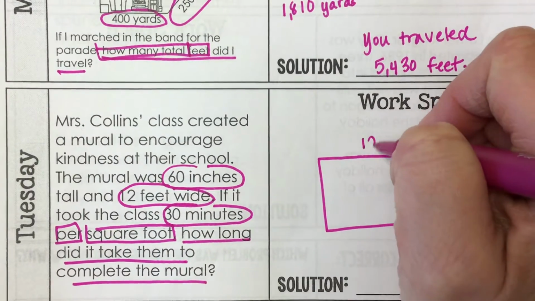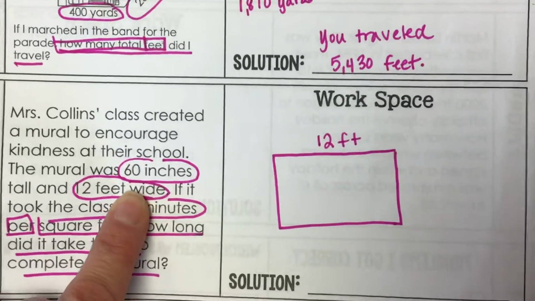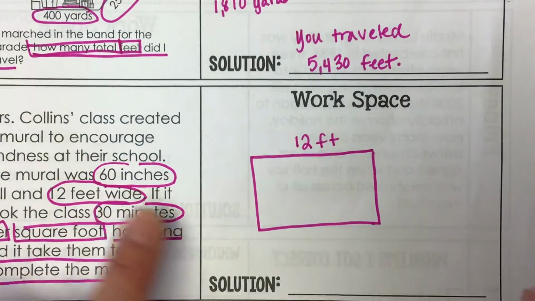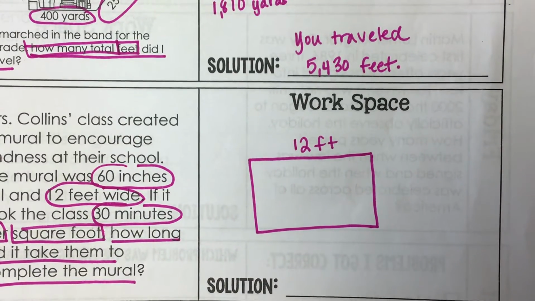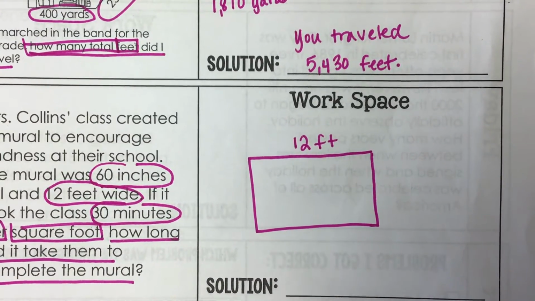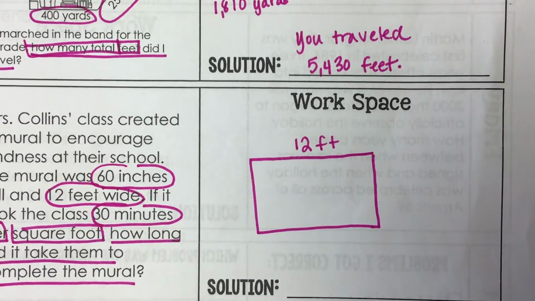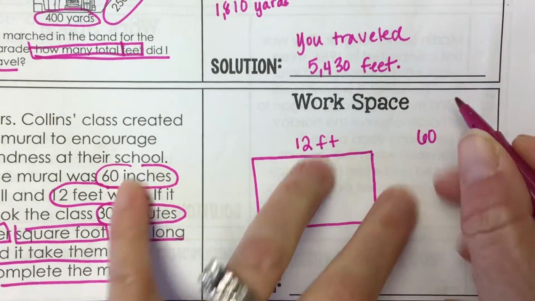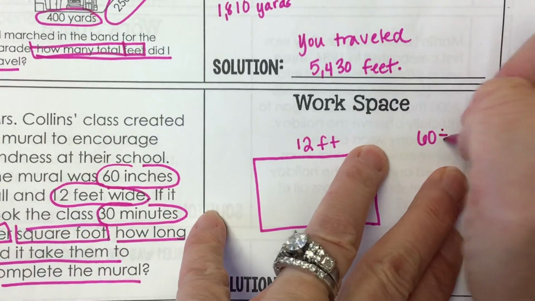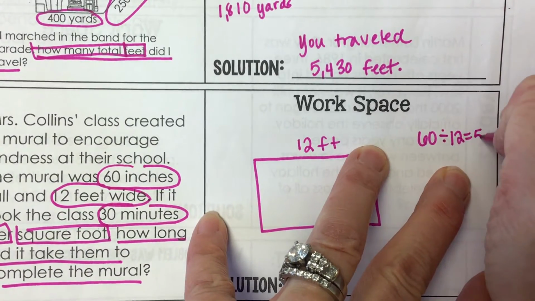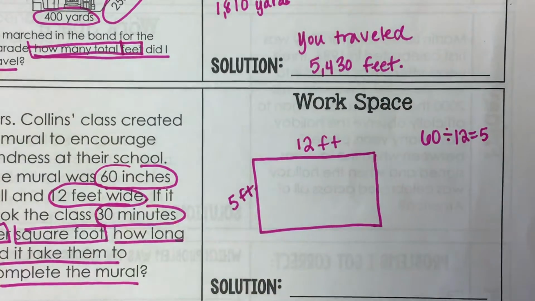So this is 12 feet wide. How many feet are in 60 inches? What is my conversion? How many inches in 1 foot? 12. So 60 inches makes how many feet? 5. And just like we said, when we're going from a smaller unit to a larger unit, like inches to feet, we do 60 divided by 12, which equals 5. So our mural is 5 feet by 12 feet.